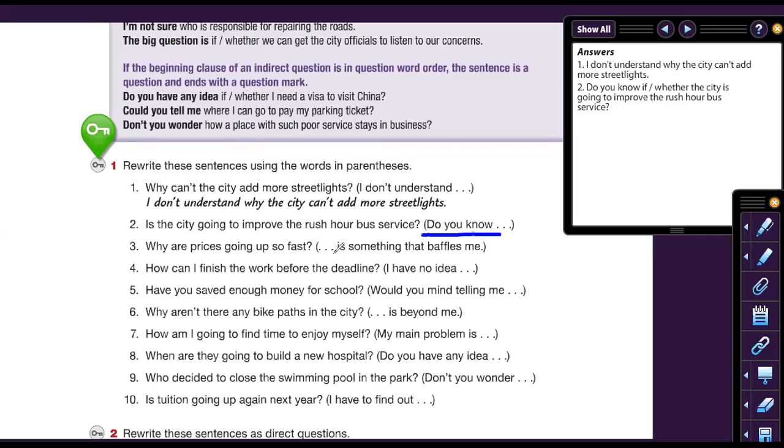Why are prices going up so fast? Well, we use the expression and we collocate it with the verb to be. Anyone? Number three. Remember that in this example we have the question order. We have to put this in an affirmative statement. This one: why are prices going up so fast? This is in the question order. We have to restate it in affirmative sentence order, not in question order.